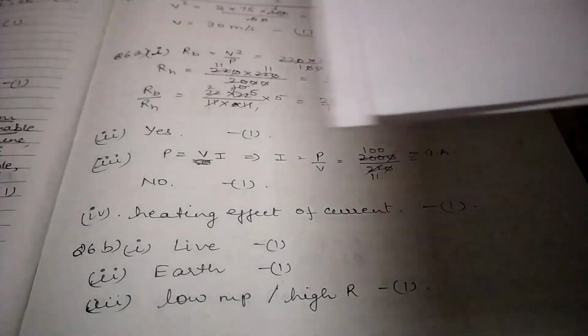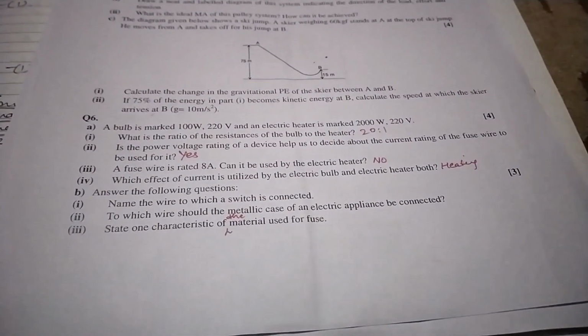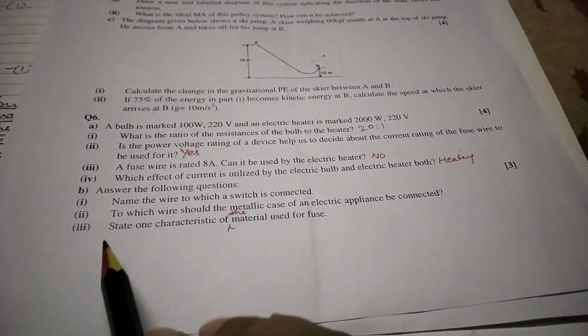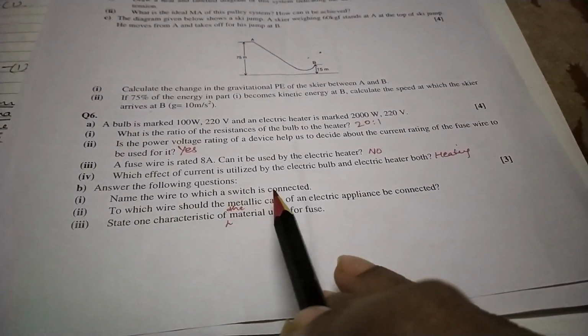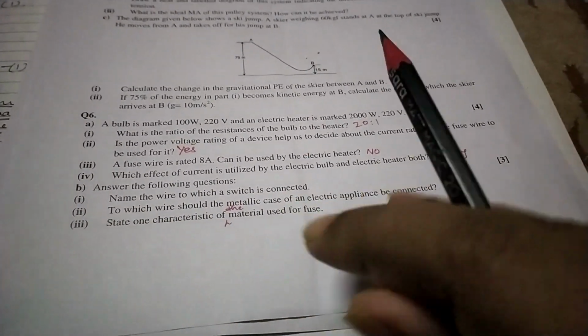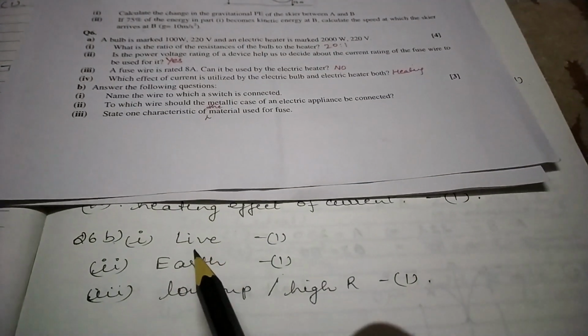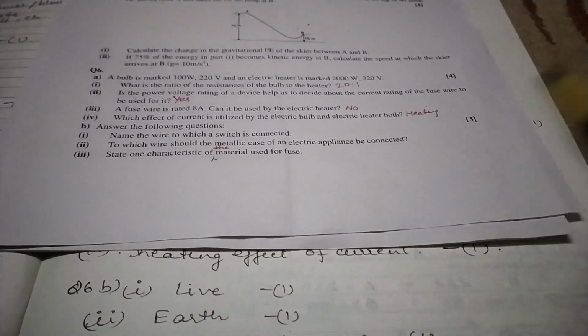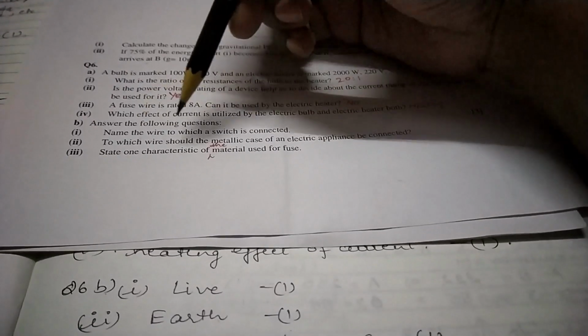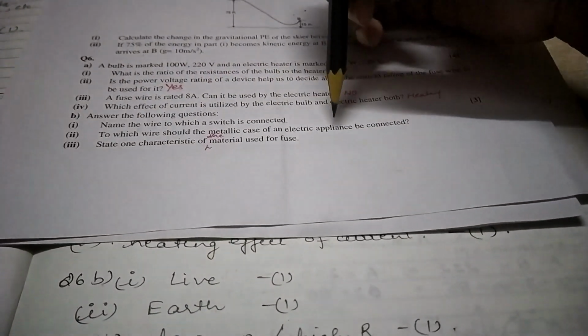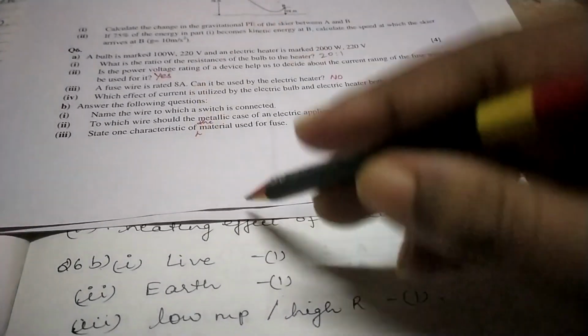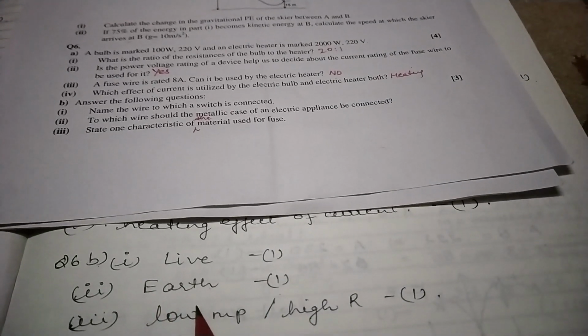After this, it's question 6B. Name the wire to which the switch is connected. So it is always the live wire. To which wire is the metallic case of the electric appliance connected? It is the earth wire.